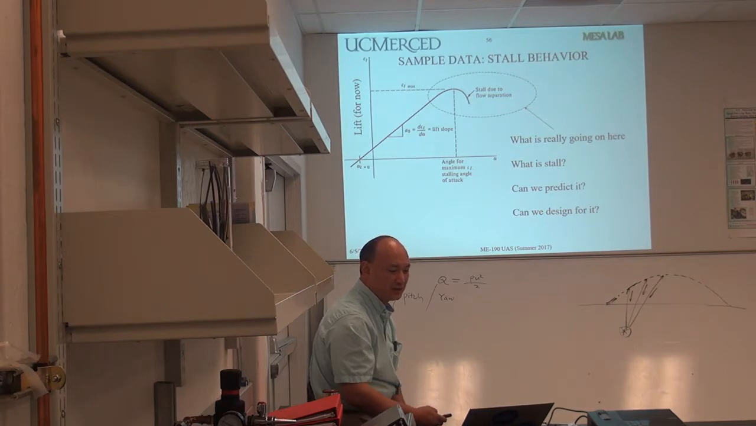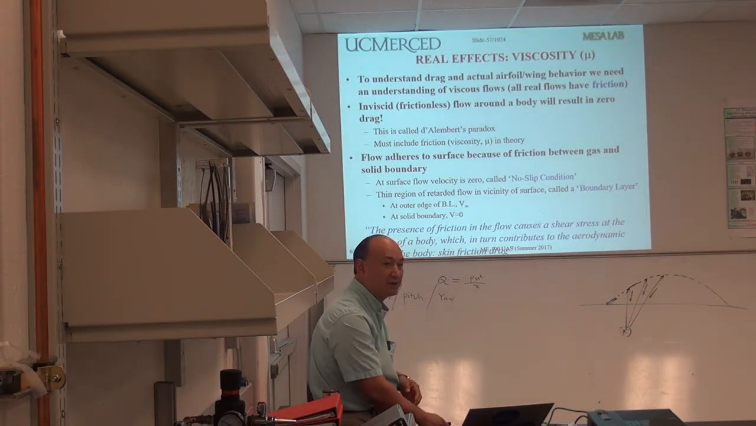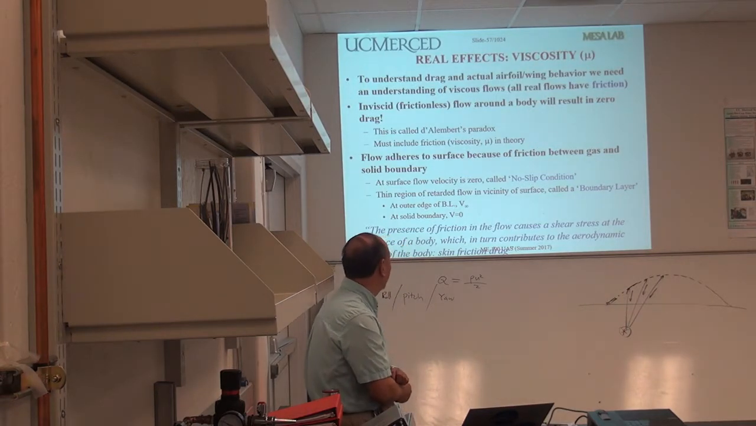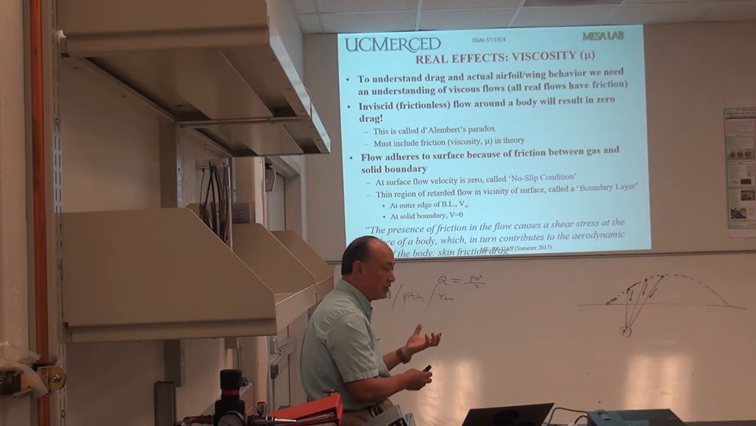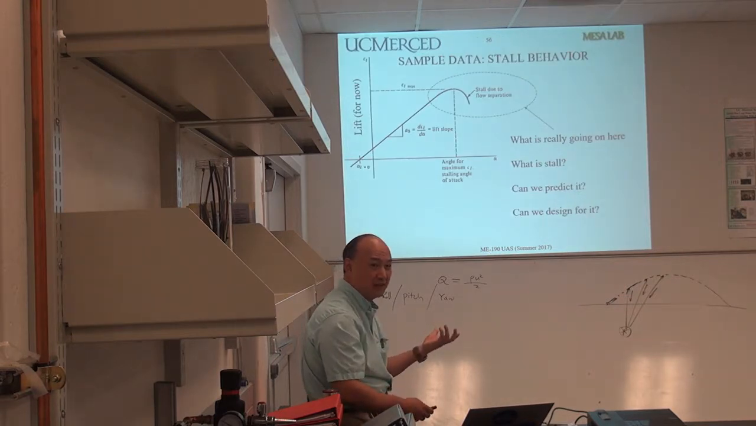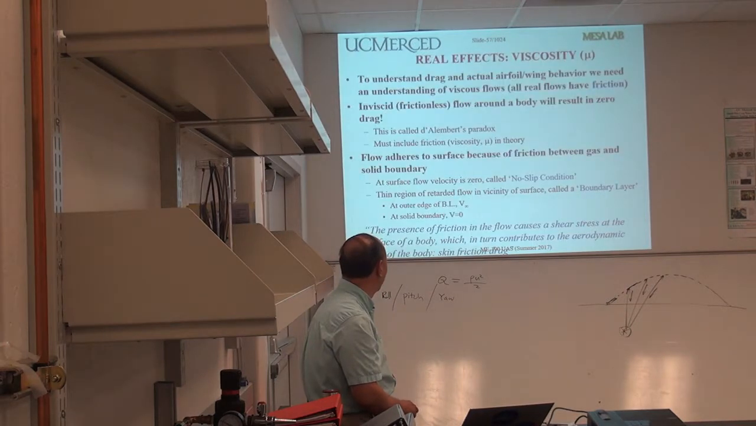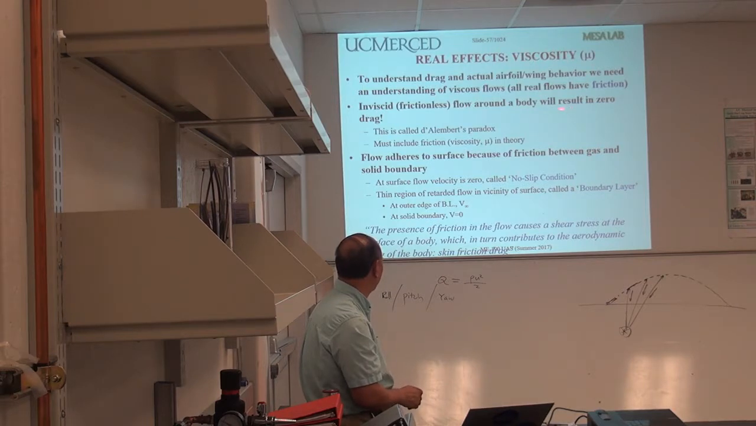So let's finish this one about reality. In the previous discussion, we ignored the viscosity, the stickiness of the air. So what if the stickiness is different? We need to understand the actual airfoil behavior. In the real world, things are not like this. We were ignoring a lot of factors. Now we are talking about viscosity. The real flow always has some friction, while frictionless flow around a body will result in zero drag.